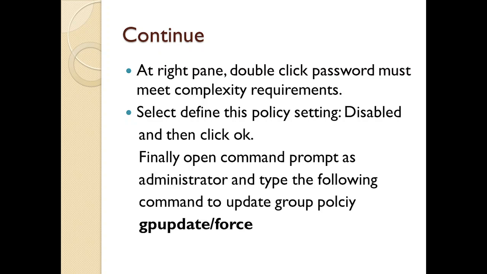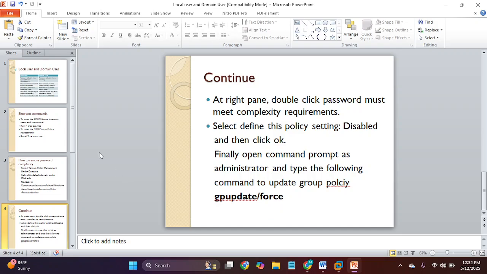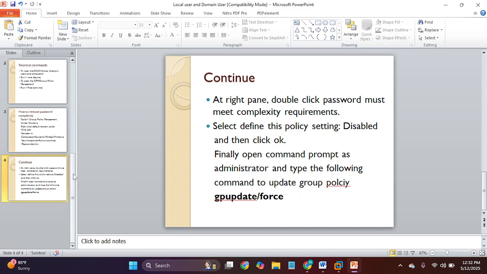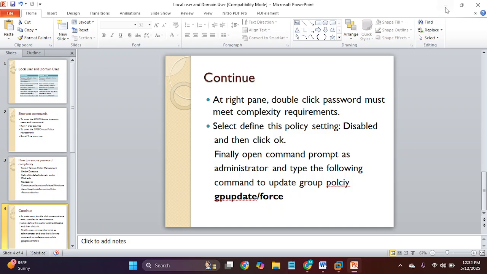After diving into the password policies, you can see an option called Password must meet complexity requirements. It is enabled, and you have to disable that one. After all these steps are completed, you have to run the command gpupdate. We'll do that step by step now. Actually, I will show you how to do that step by step.